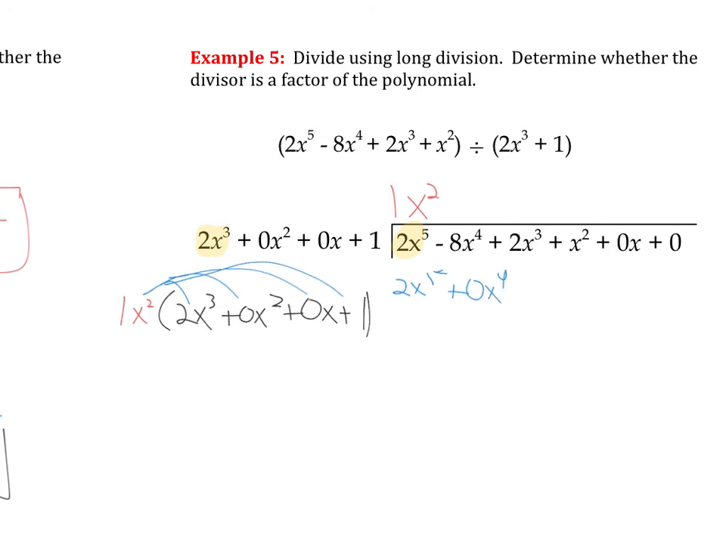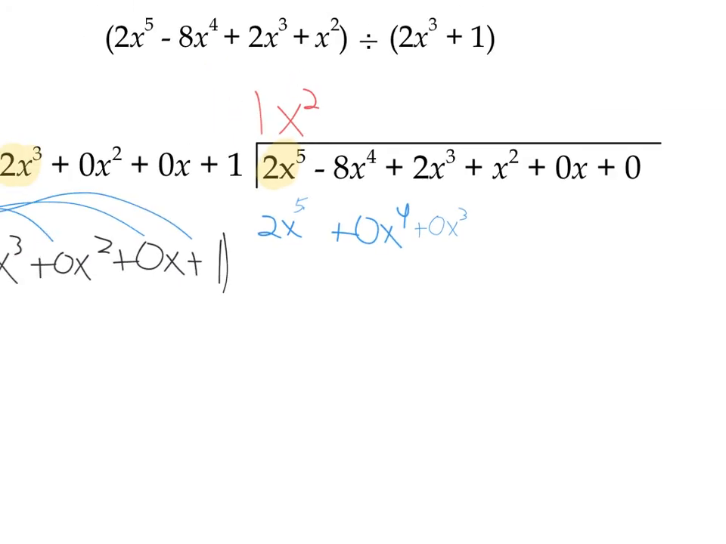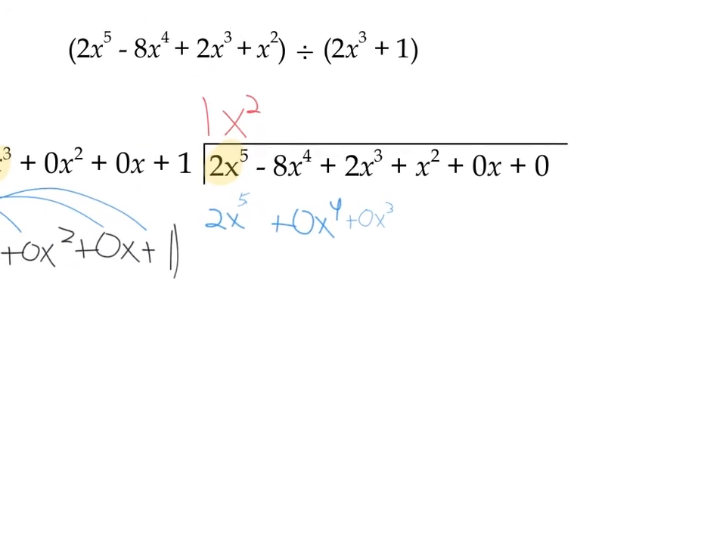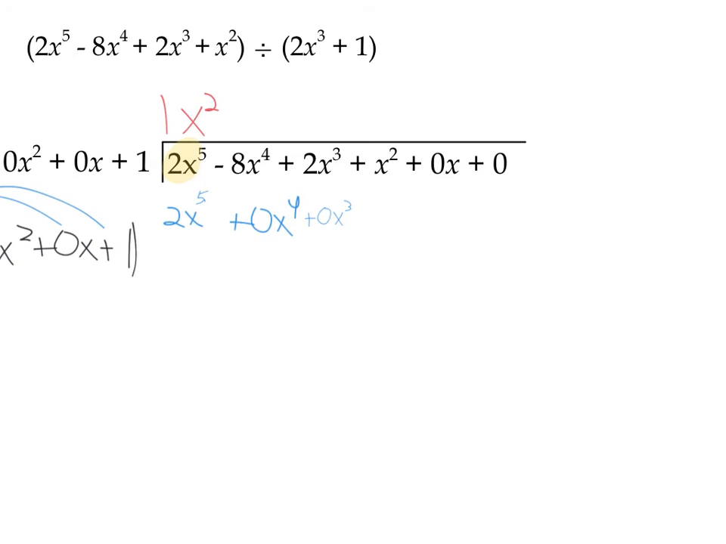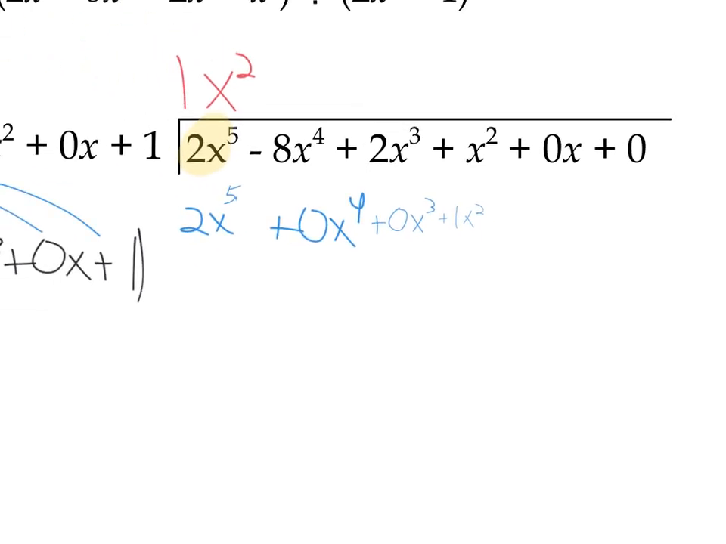Let me change the zoom a bit here. Oh man, that's a nasty 5. I'm sorry. There we go. 0x to the 3rd. What else do we have? Oh, and then 1x squared. Now we need to subtract. We're finding the difference. So everything is going to be the opposite.